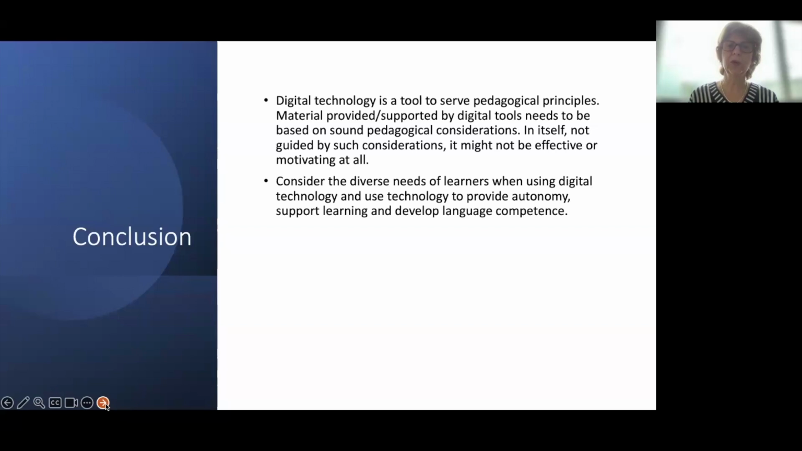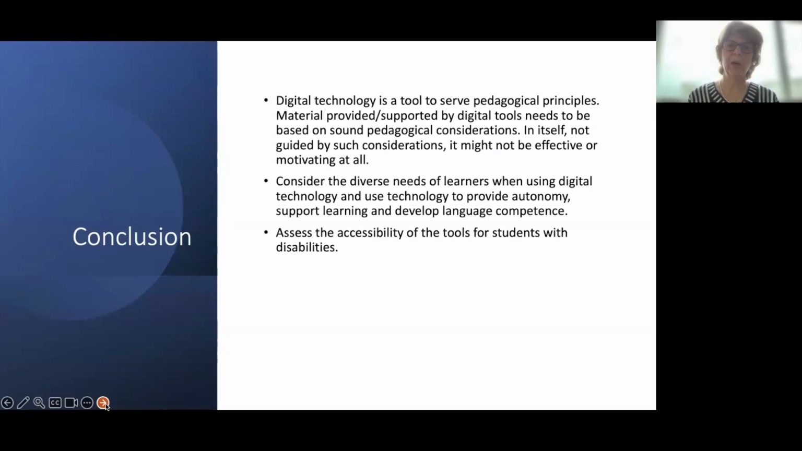And it's really important to consider the diverse needs of learners when using digital technology, and use technology to provide autonomy, support learning, and our aim here in general is to develop language competence. But without autonomy and proper support for learning, it is really difficult to develop students' second language competence.